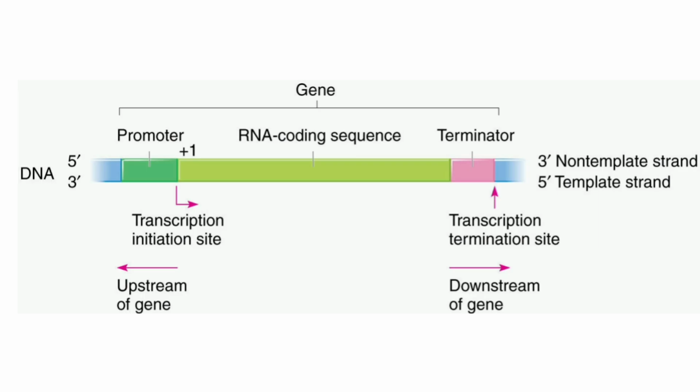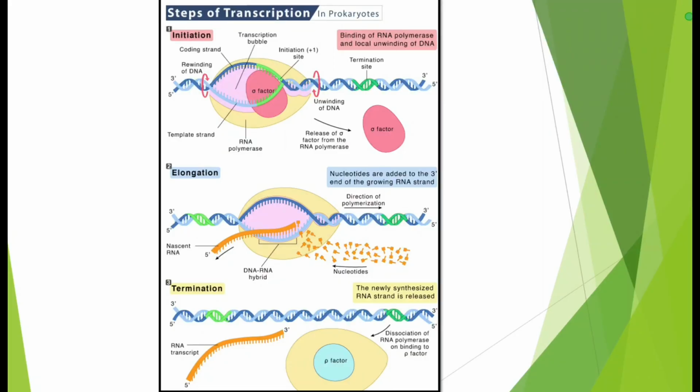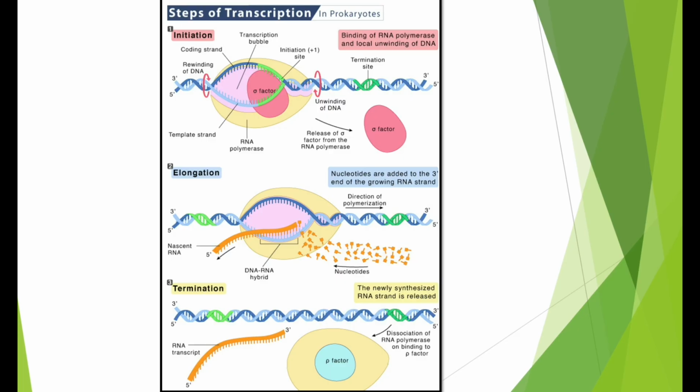So what is upstream and what is downstream? The site near the promoter sequence where transcription starts is called the upstream of a gene, or +1 site. And the site near the termination site, near the terminator, is called the downstream of a gene. So with this, the whole process of transcription is completed.